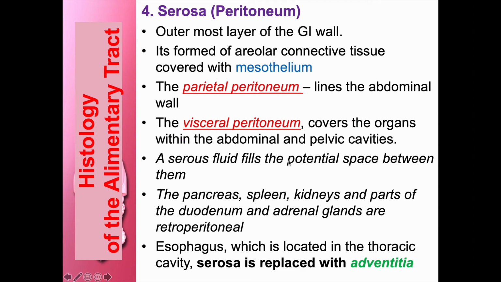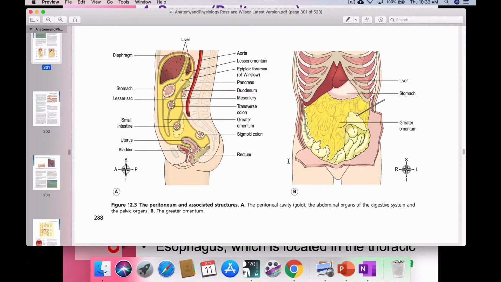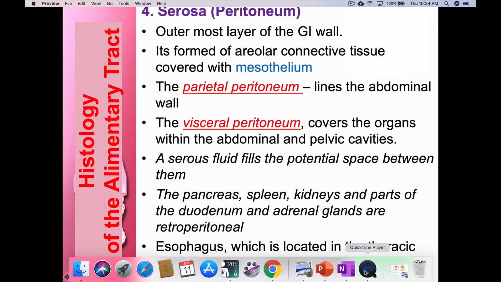So I will show you two videos, and you will understand about the mesentery and the visceral peritoneum. Now you see this video. I am showing you the opened peritoneal sac. Then you can see the difference between the visceral peritoneum and the mesentery.